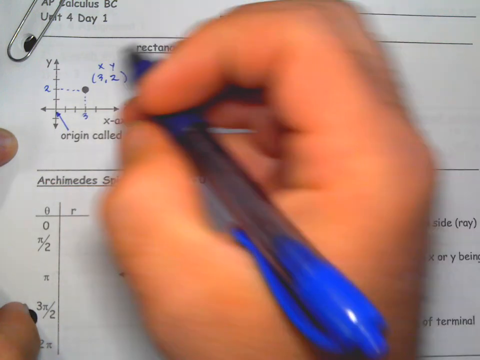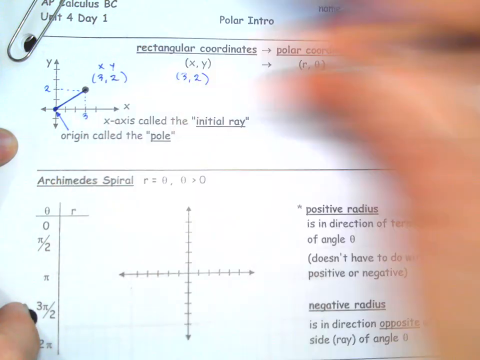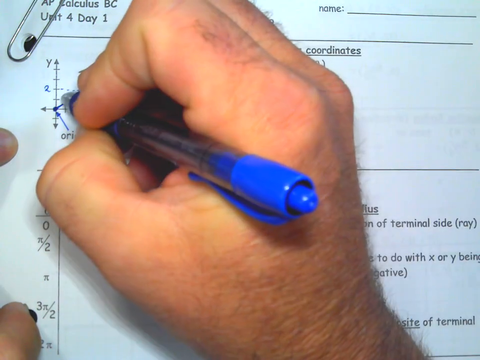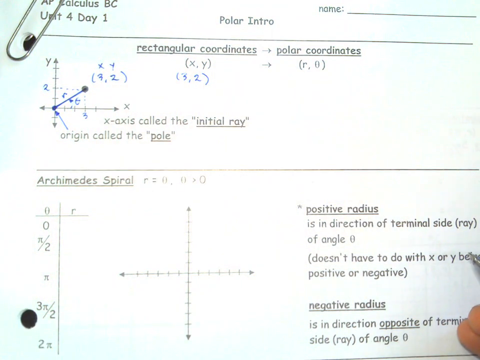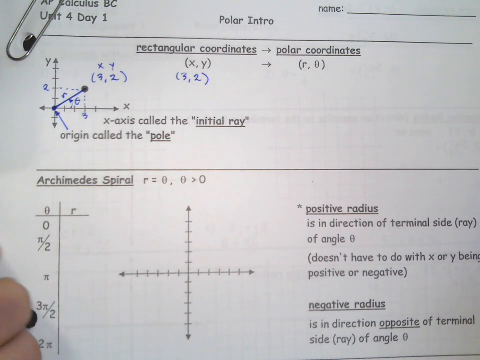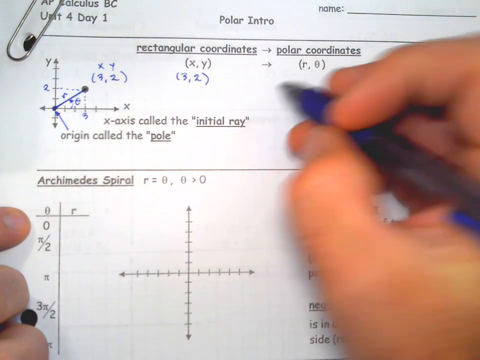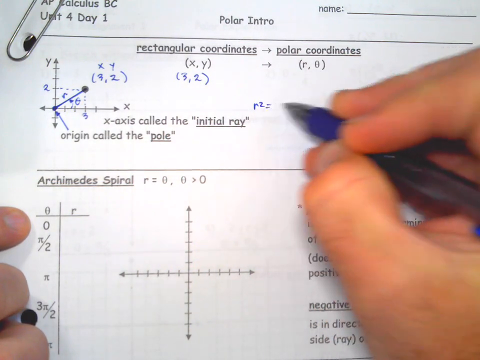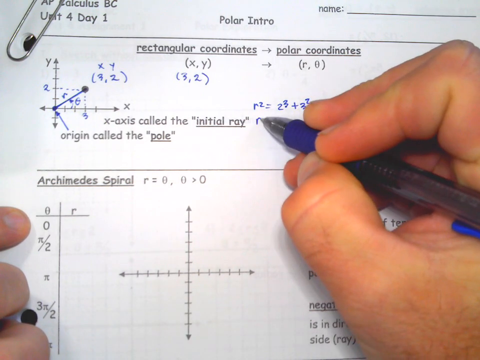The radius would be the length of the line connecting the point to the origin, or the pole. That's going to be r. Then we figure out the angle, starting at the positive x-axis, which is what we're used to with angles. To get this, we could use a little Pythagorean theorem, using the x and y coordinates we already know.